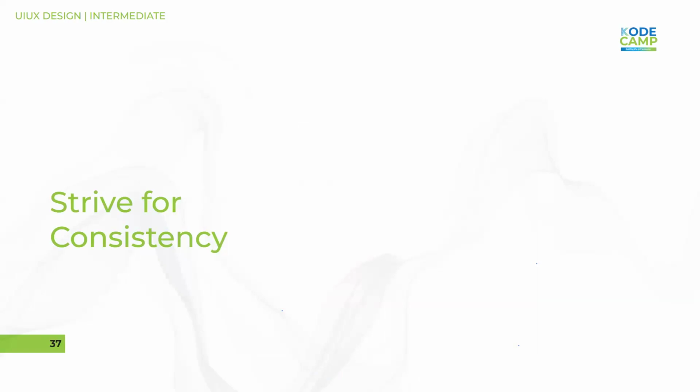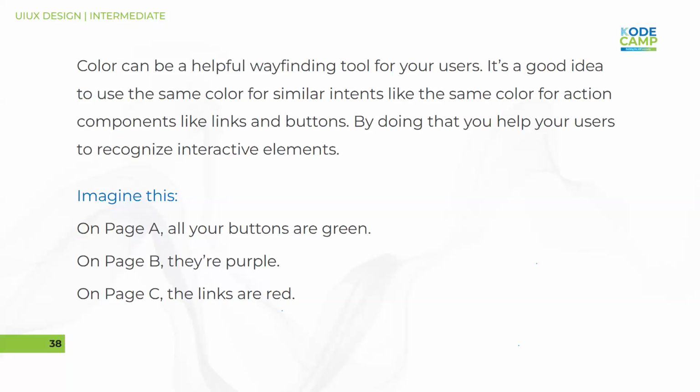So finally for this section, strive for consistency. All right. So color can be a helpful finding tool for your users. So it's a good idea to use the same color for similar intents, like the same color for action components like links and buttons. By so doing, you help your users to recognize interactive elements.